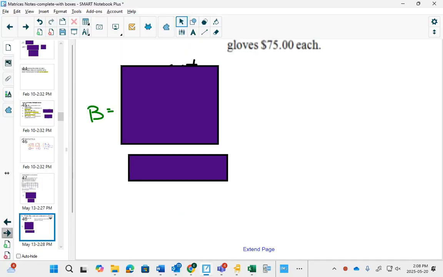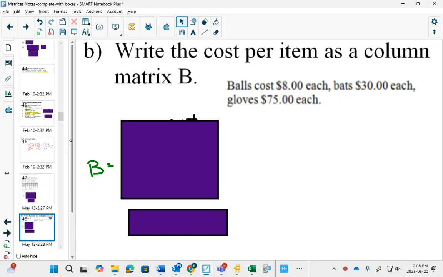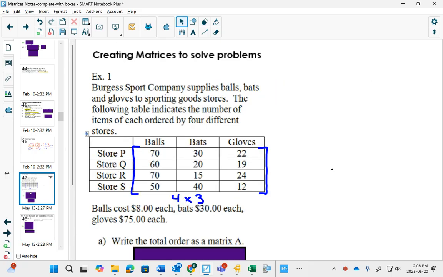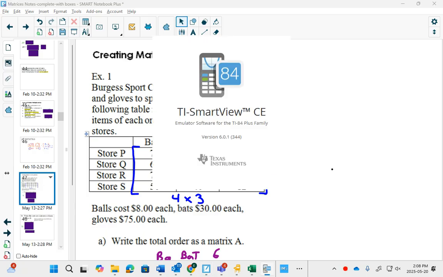Okay, part B. Write the cost per item as a column matrix and label it B. Well, the balls cost $8, the bats cost $30, the gloves cost $75. So again, I put the balls, bats, gloves off the side here, and the cost up here. It happens to be a 3x1 matrix. And what I'd like you to do, while we're setting this up, is type this matrix A into your calculator as matrix A, and matrix B into your calculator as matrix B.